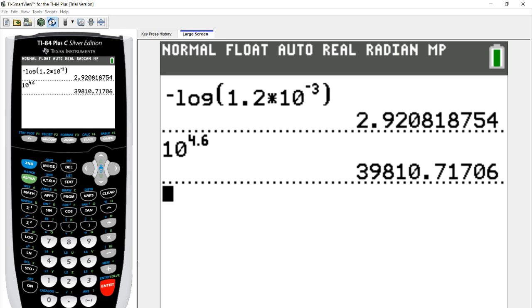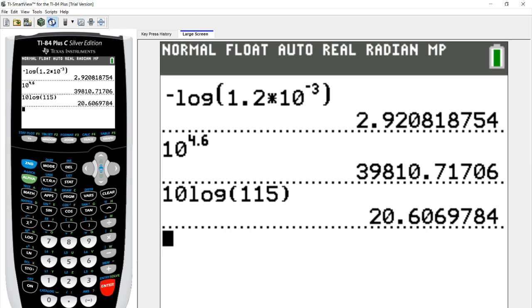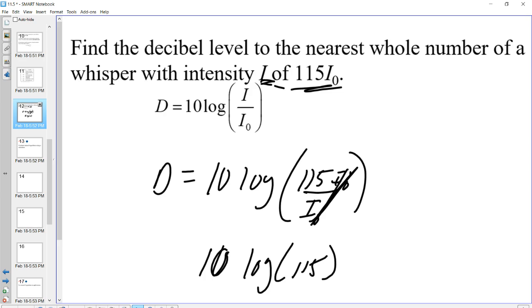So 10 log 115, and there we go. We want the nearest whole number, so I'd go with 21 on this. Actually, I'll say approximately 21, because it's not equal to 21; I did round it off.